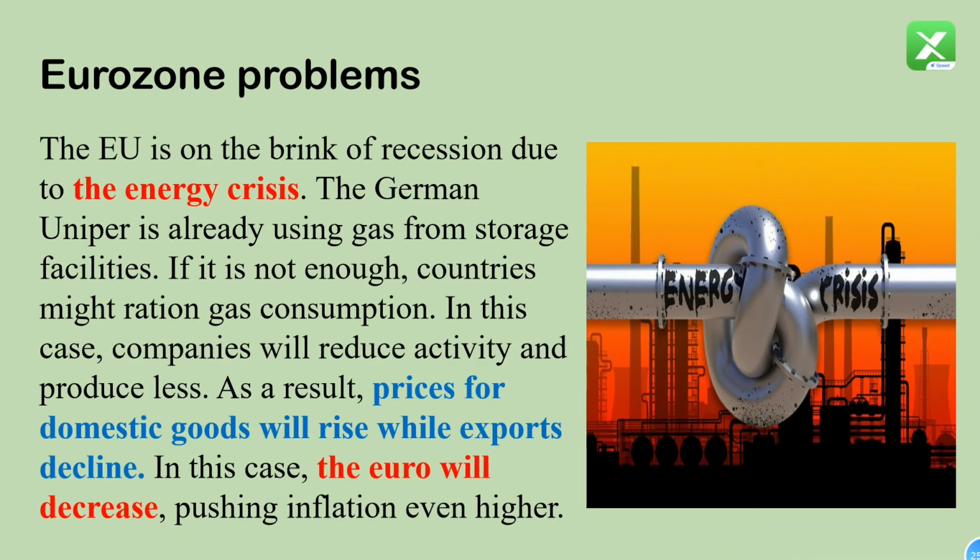Here are the Eurozone problems. The EU is on the brink of recession due to the energy crisis. The German Uniper is already using gas from storage facilities. If it is not enough, countries may ration gas consumption. In this case, companies will reduce activity and produce less. As a result, prices for domestic goods will rise while exports decline. In this case, the euro will decrease, pushing inflation even higher. So from the fundamental analysis, the euro may continue to decline.